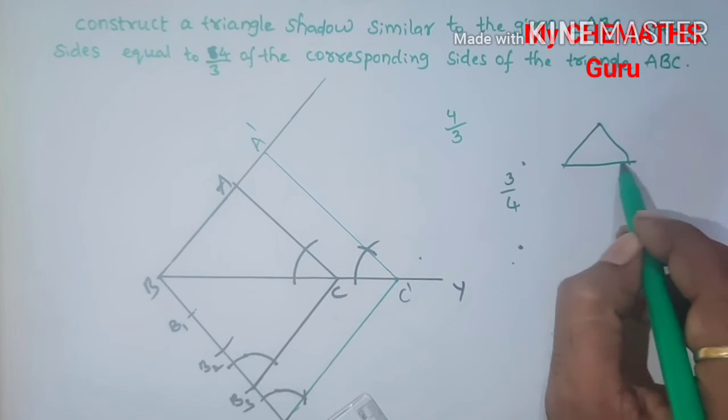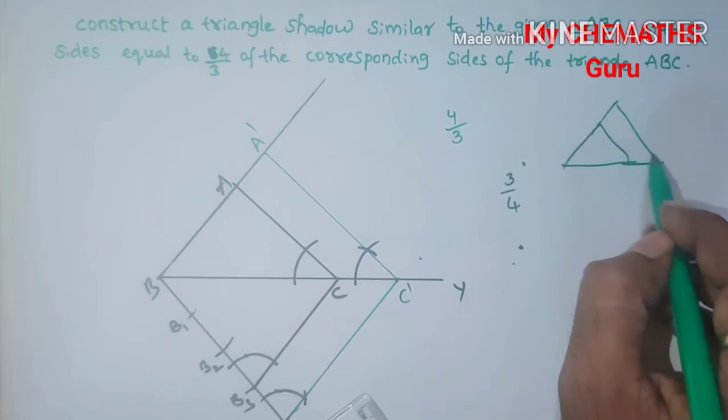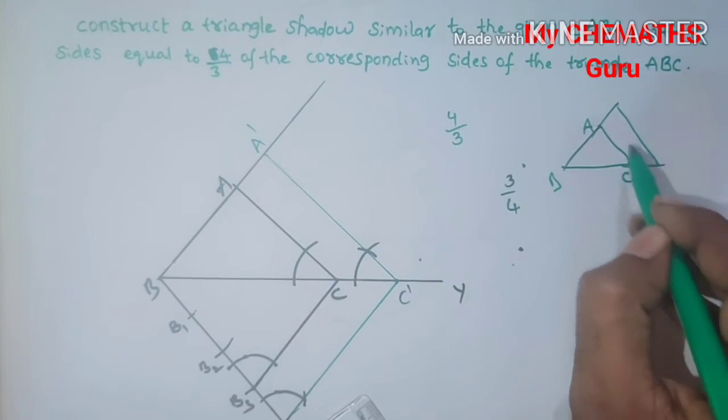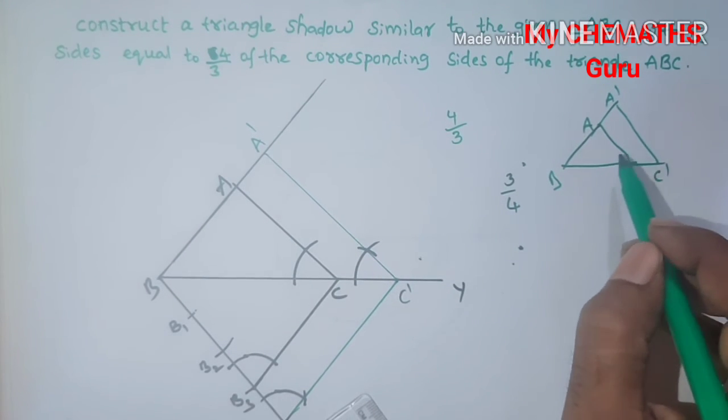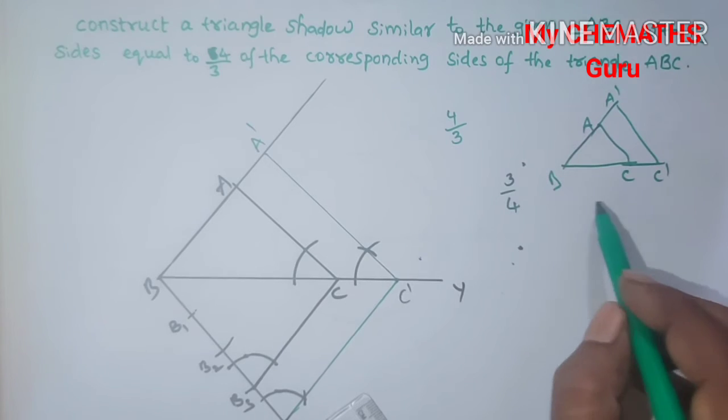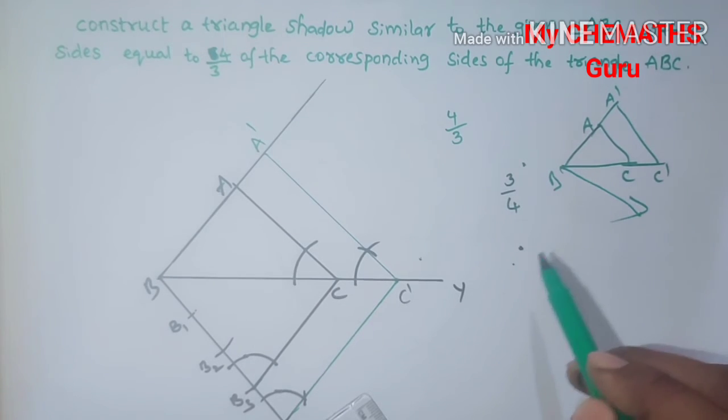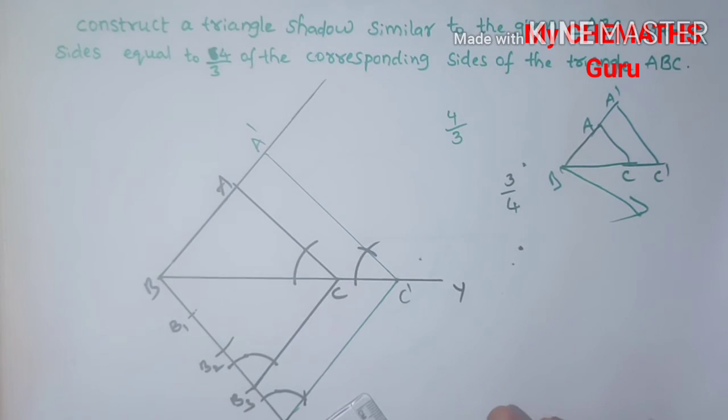Triangle ABC, and the similar triangle to it means we will get this side. It is ABC, it is A dash, C dash. That's it. No need of writing any extra points. Generally we can do like this. Okay. So all of you understood now?